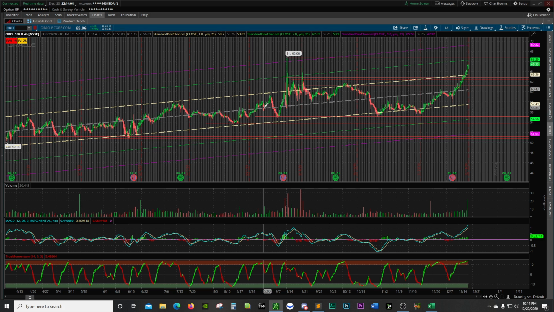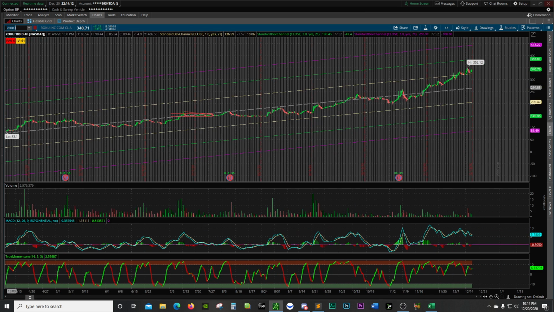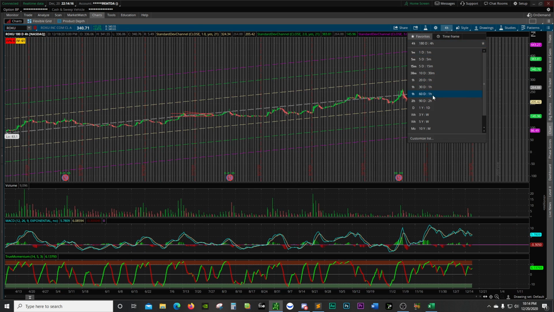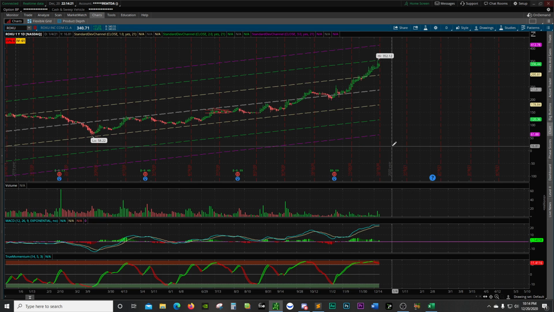So I wanted your opinion on a Roku. So I have like two puts for next week and the week after that for $330. So what's your take on that? Like, where do you see it going?